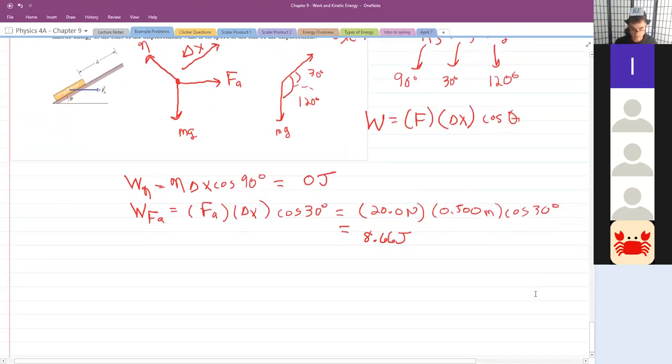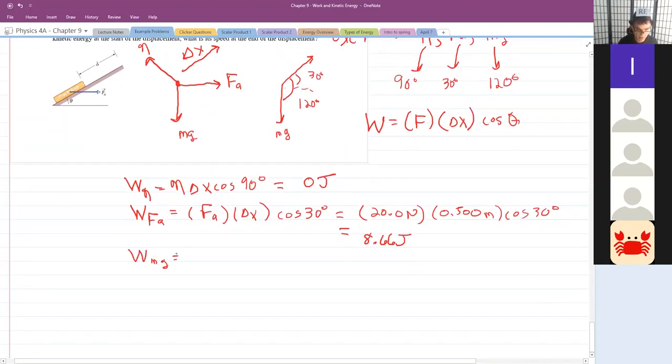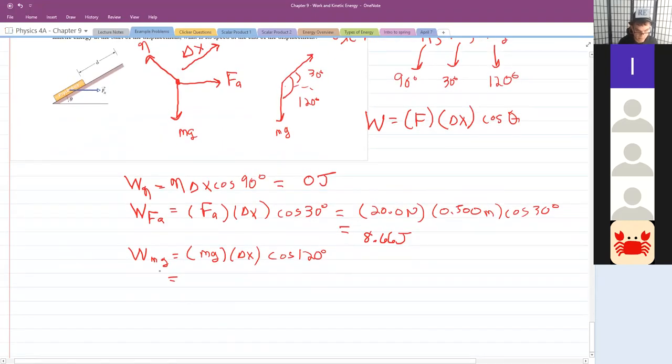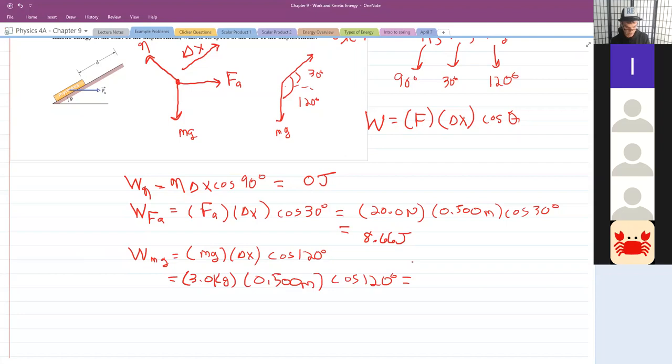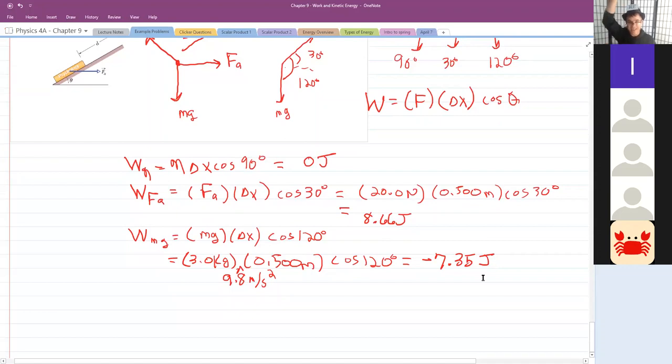Now let's calculate the work done by gravity. The work done by gravity is the force of gravity, mg, times the displacement times the cosine of the angle between the two, which in this case was 120 degrees. My mass was 3 kilograms, my displacement again was 0.5 meters, and I have a cosine of 120 degrees, times 9.8 meters per second squared. So 3 times 9.8 times 0.5 times cosine of 120 equals negative 7.35 joules. Notice the work done by gravity is negative because I am increasing in elevation.